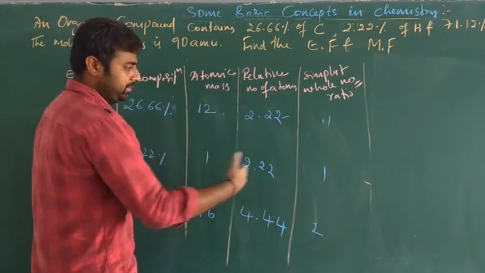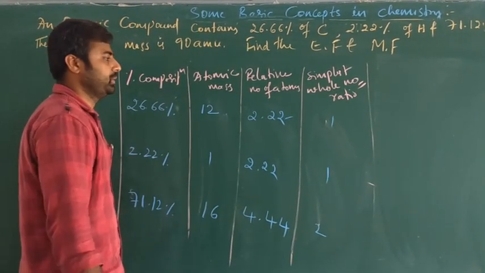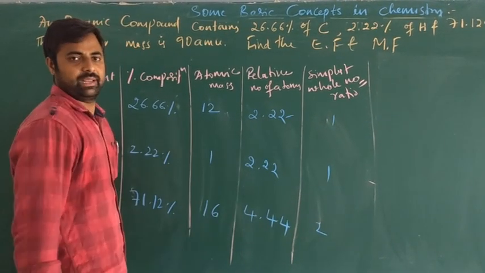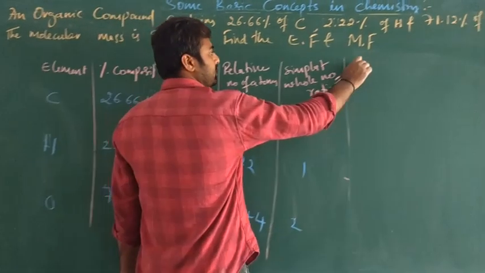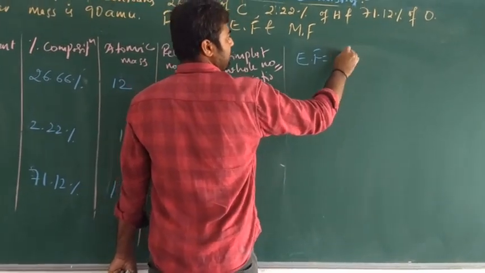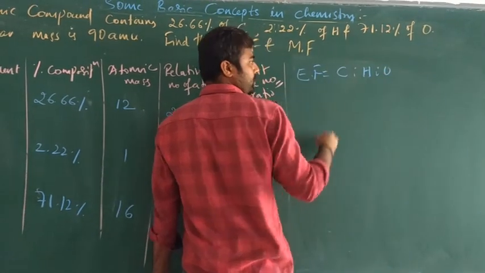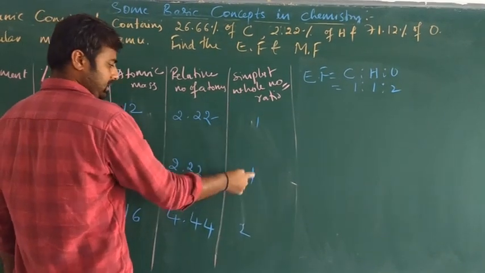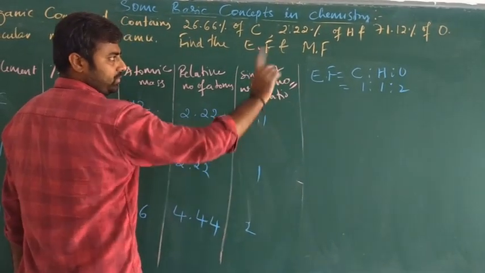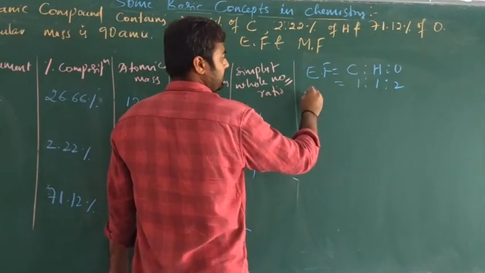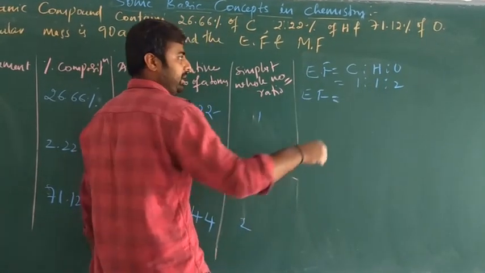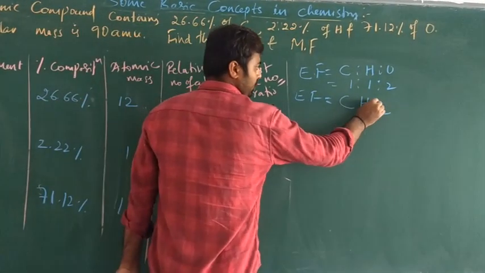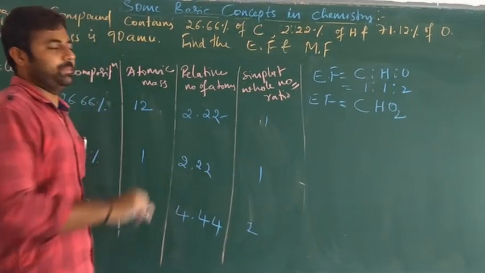Of course, these are all whole numbers. There is no need to multiply by a suitable integer. So by using this simplest whole number ratio, you can write the empirical formula. That is in the ratio C to H to O, carbon 1, hydrogen 1, oxygen 2. 1 to 1 to 2. This empirical formula will be CHO2. That is the empirical formula.